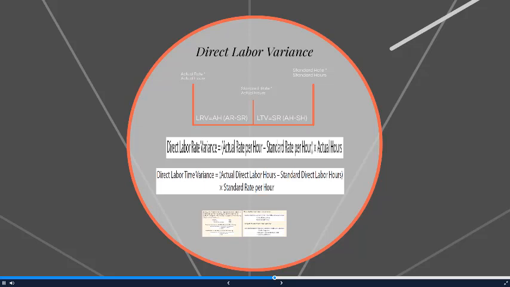The labor time variance looks at how efficient our employees are using their time. So we're comparing our hours. You compare actual hours minus our standard hours, and we'll multiply that by our standard rate. Again, if your actual hours exceed your standard hours, you would have an unfavorable variance. Whereas if your actual hours are less than your standard hours, you would have a favorable variance. And these two variances, your labor rate variance and your labor time variance, combined make up that total labor cost variance.